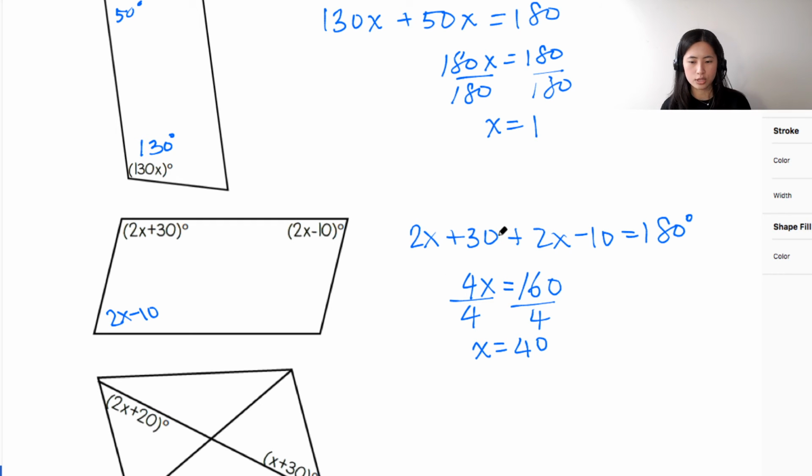Okay, so because we want to plug in x, that means this needs to be 80 plus 30, that's 110. 40 times 2 is 80 plus 30, 110. That means this has to be 180 minus 110. Or you can just plug in 40. So 40 times 2 is 80, minus 10 is 70 degrees.